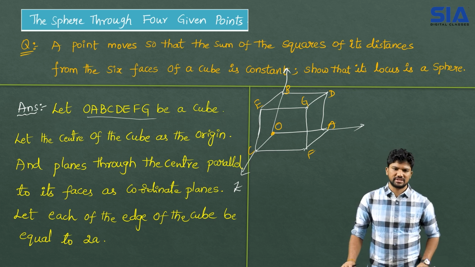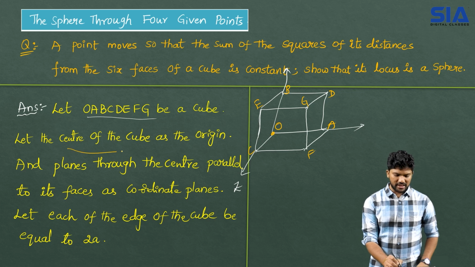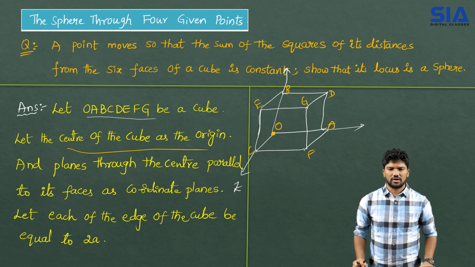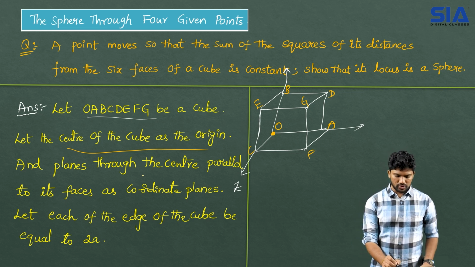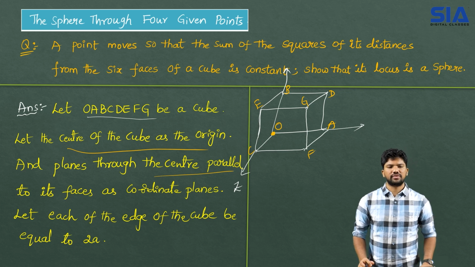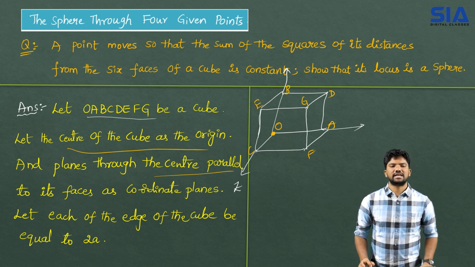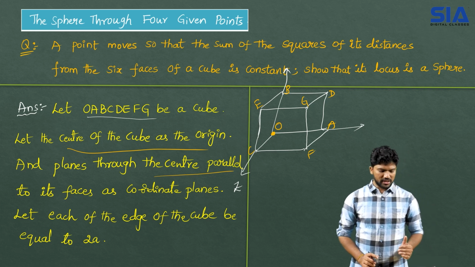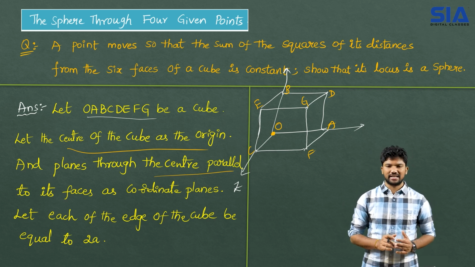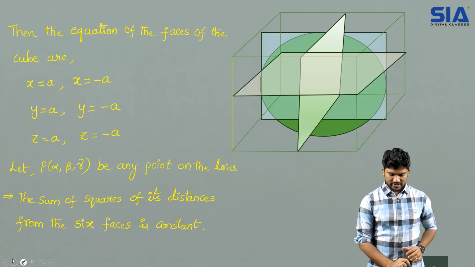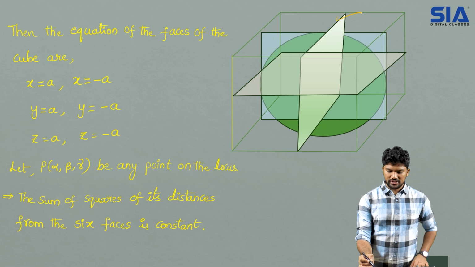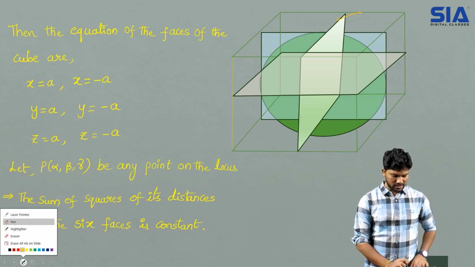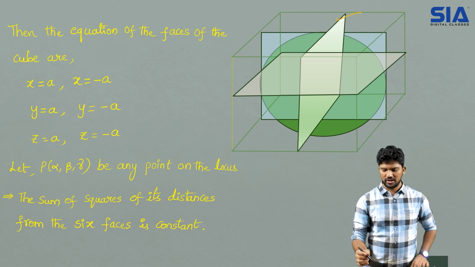Now let the center of the cube be the origin, and the planes through the center parallel to its faces be the coordinate planes. Try to understand what they are saying. Planes through the center means, just imagine like this. In the next slide I will show you. Here we have three planes, and all three planes are passing through the center of the cube only.